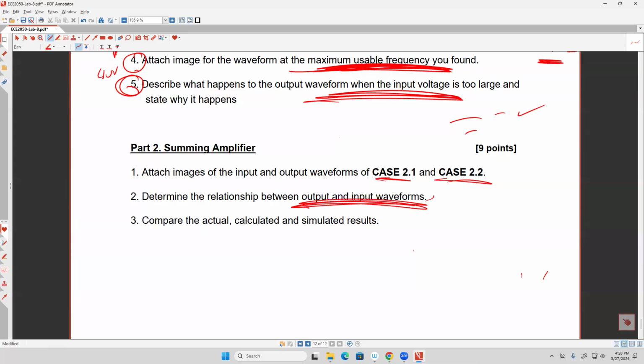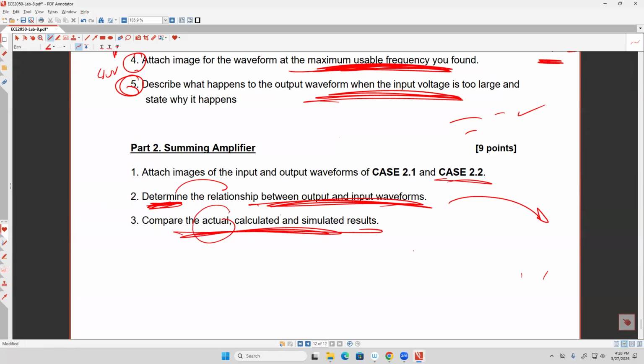And then again, I will ask you to determine, look here, experimentally, the relation between output and input, and then compare it to the calculated and the simulated values.